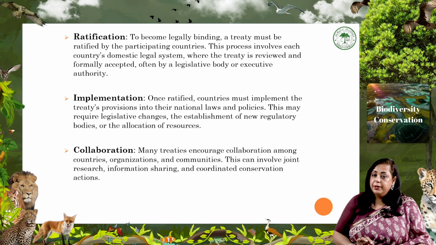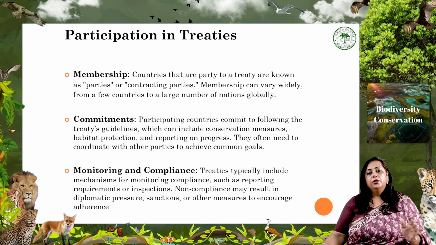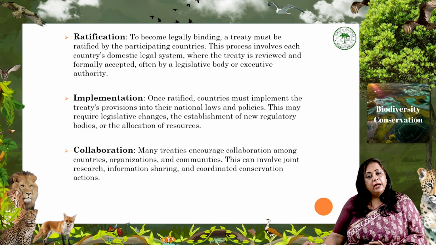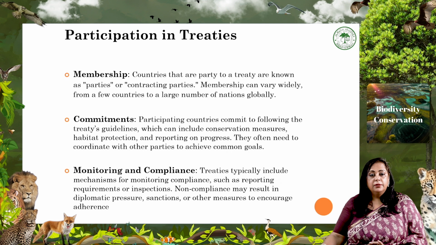After the implementation, there is collaboration. Many treaties encourage collaboration among countries, organizations, and communities. This can involve joint research, information sharing, and coordinating conservation action. So this was the formation of treaties: negotiation, drafting, signature, ratification, implementation, and collaboration.